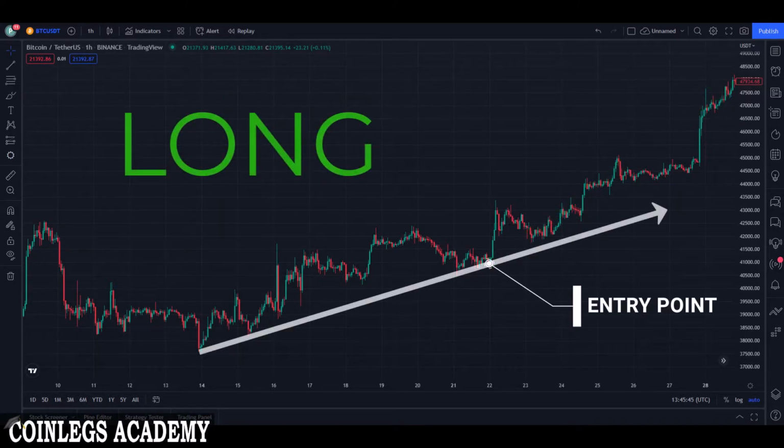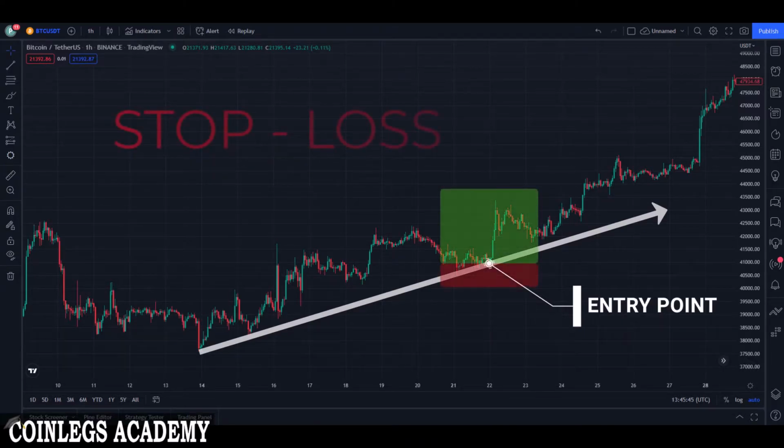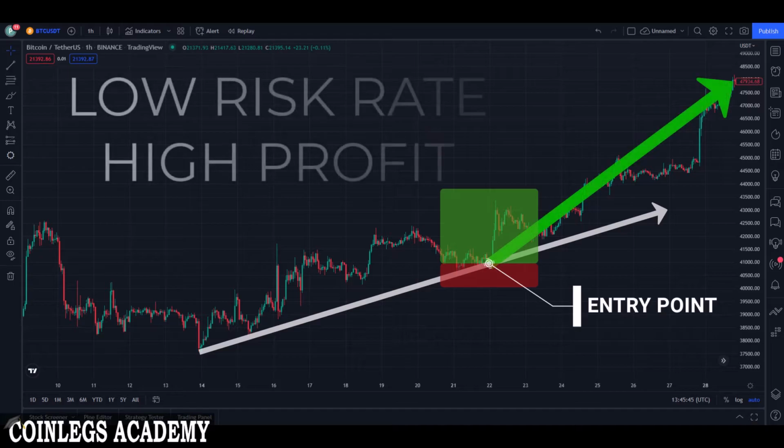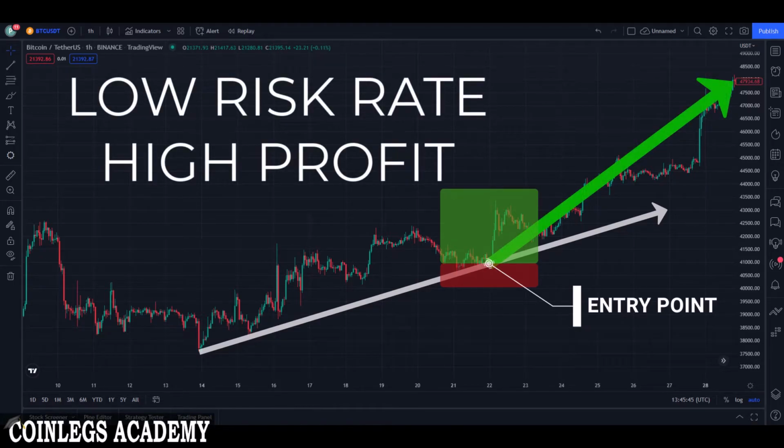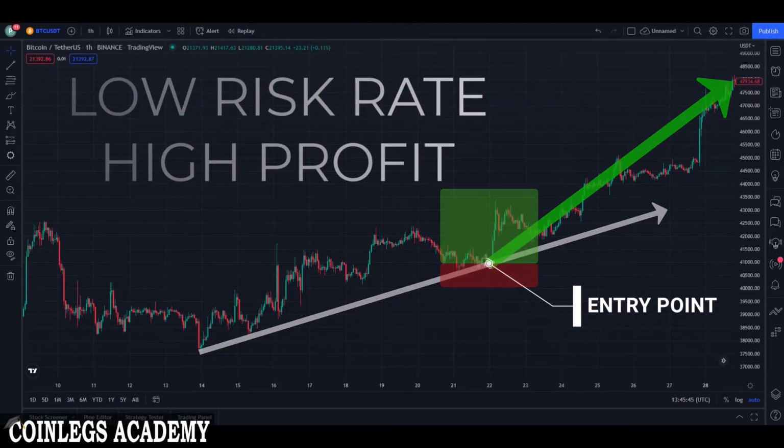You can open a long position by placing your stop loss slightly below the trend line. Thus, we can open positions with a low risk rate and high profit return.